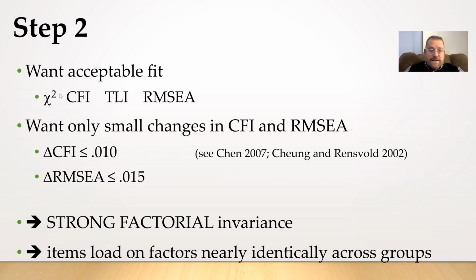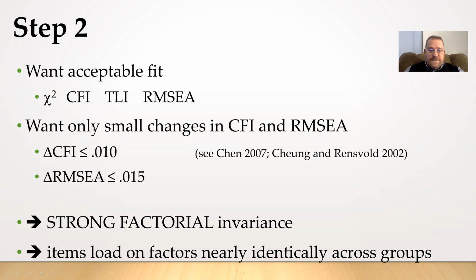Again, we would like that to show acceptable fit. But now, in comparison to step 1, we want only small changes in CFI and in RMSEA. And so we want the CFI to only decrease by less than 0.01 and the RMSEA to only increase, I think one of these needs to be the opposite direction, but you get the idea, by no more than 0.015.